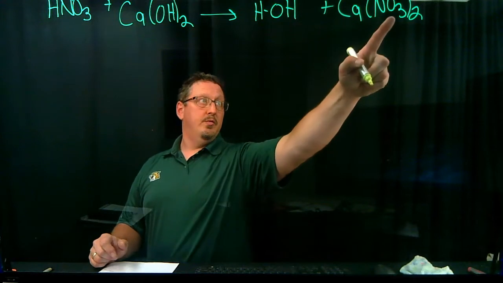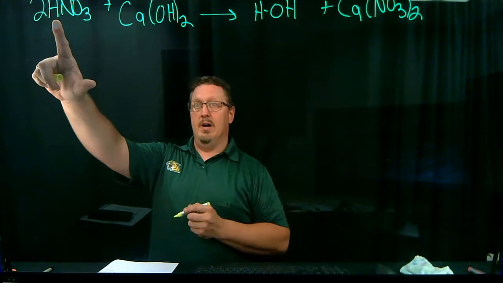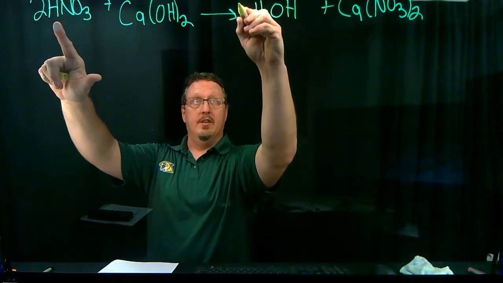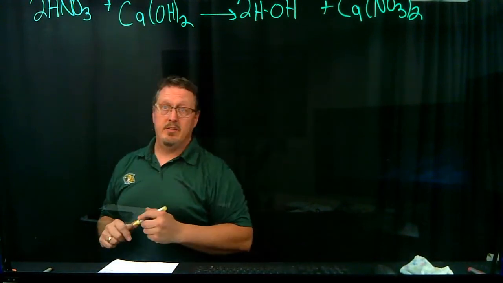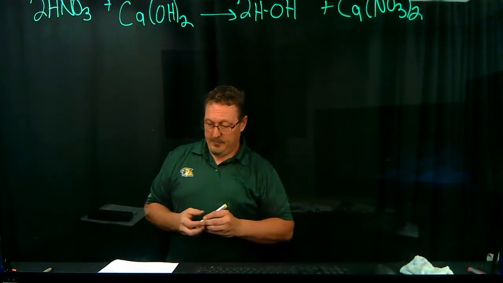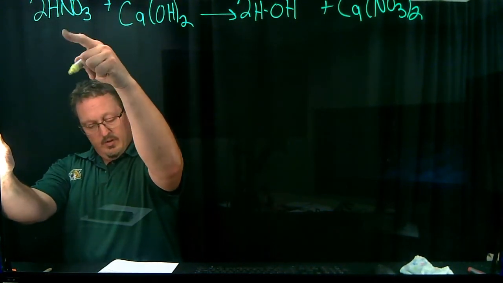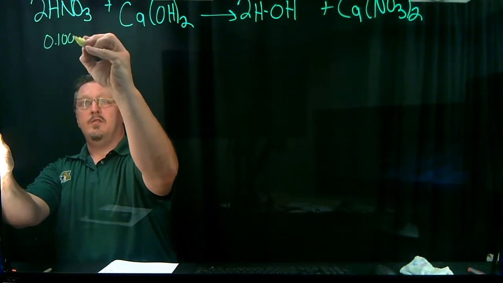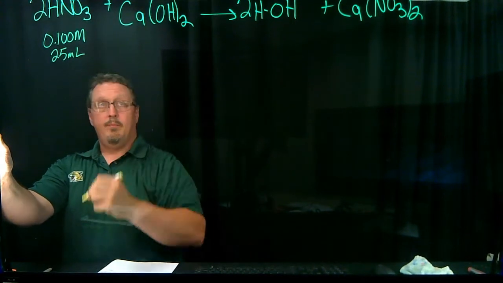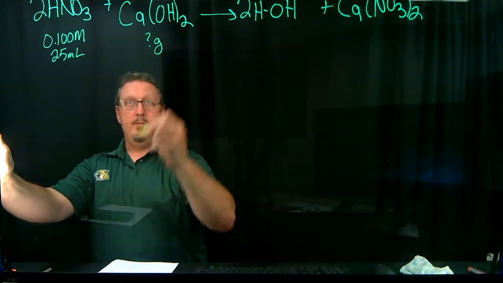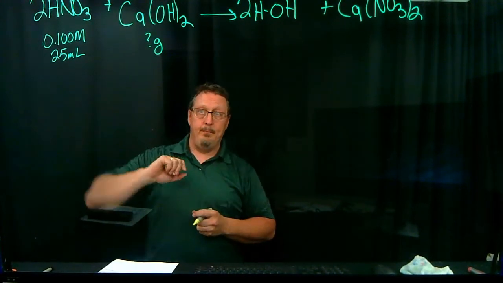Now, let's balance this monstrosity. I'm going to start with nitrate. I know I need a doubler here: 2 nitrate, 2 hydrogen bound up in here. So that's going to make 2 water molecules. So I have 2 hydroxides, 2 hydroxides. So that's balanced. Well, what do I know? I know that I have HNO3 at 0.100 molar, and I have 25 milliliters. And my question is how many grams of calcium hydroxide do I need to make sure that I'm neutralizing this and using it up?